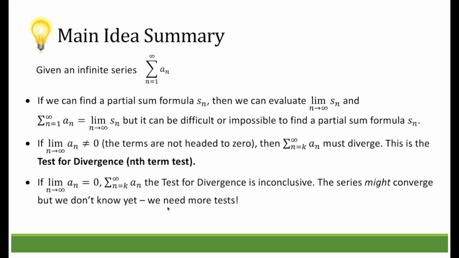We need more tests. So if the limit as n approaches infinity of the general term equals 0, the series could converge, but like the harmonic series, it could diverge. So we just don't know. The test for divergence, though, is inconclusive.